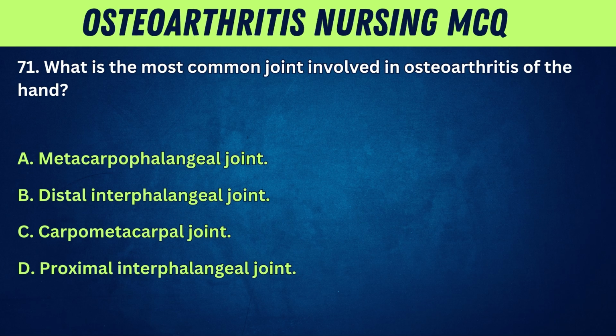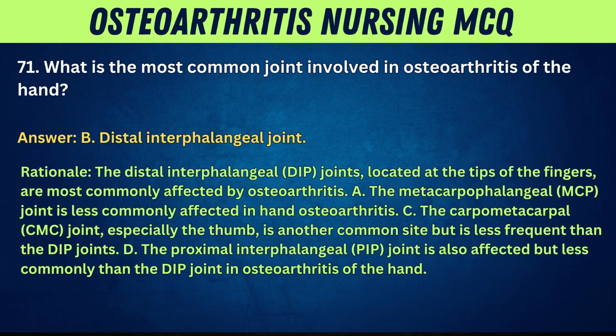71. What is the most common joint involved in osteoarthritis of the hand? A. Metacarpophalangeal joint. B. Distal interphalangeal joint. C. Carpometacarpal joint. D. Proximal interphalangeal joint. Answer: B. Distal interphalangeal joint. Rationale: the distal interphalangeal (DIP) joints, located at the tips of the fingers, are most commonly affected by osteoarthritis.